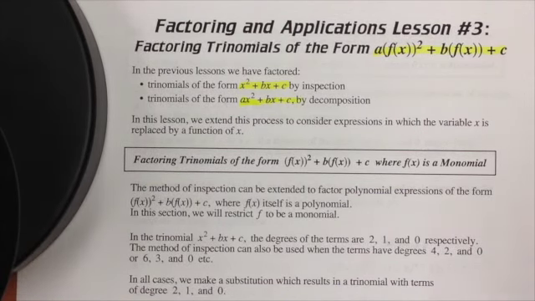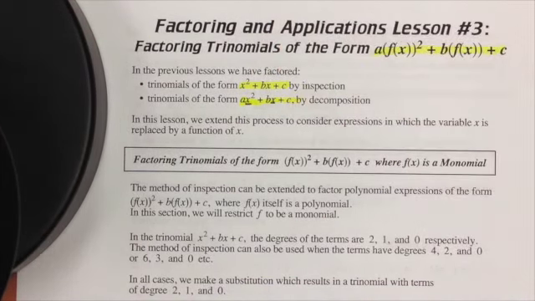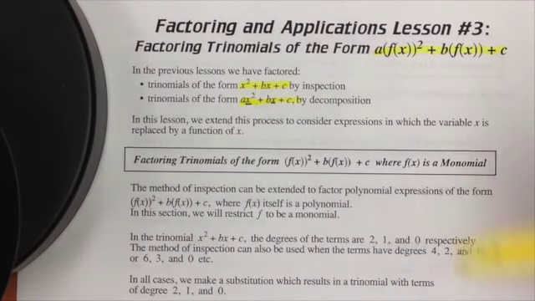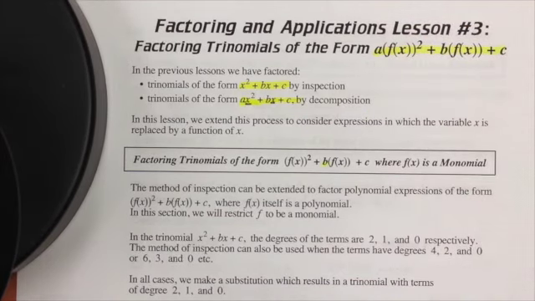So in this lesson, we're going to extend the process to express the variable x as a function of x. Okay, so that's where this f of x squared plus b, that being the coefficient, f of x plus c comes in, where f of x is itself a monomial, or just one number. So after we take a look at these trinomials, we're going to look at how we can use the method of inspection in order to factor them.